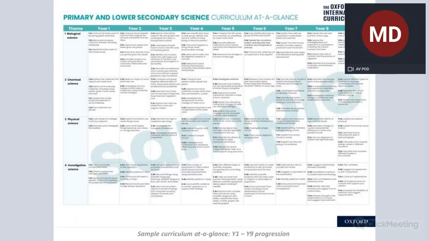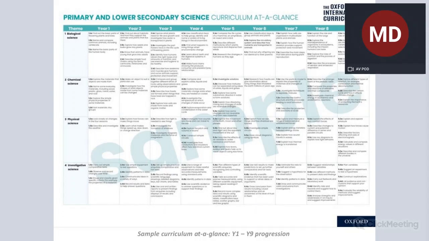So let's take a look at the curriculum, shall we? Here's an example, a sample of a science curriculum. What you'll see is that it has 9 years. So we have year 1 up to year 9. So this is key stage 1 to key stage 3, 9 years of study, primary up to lower secondary.